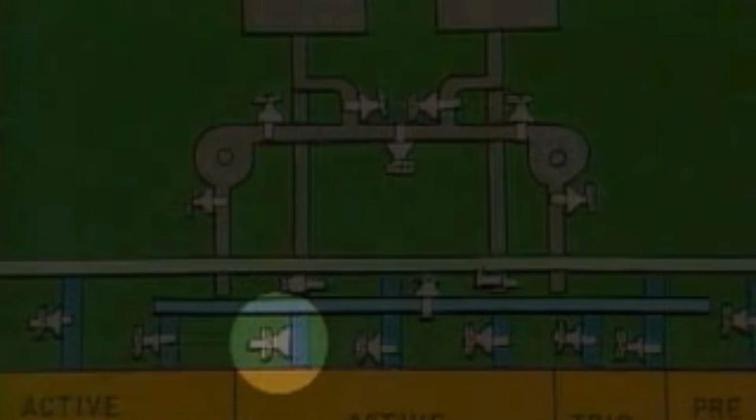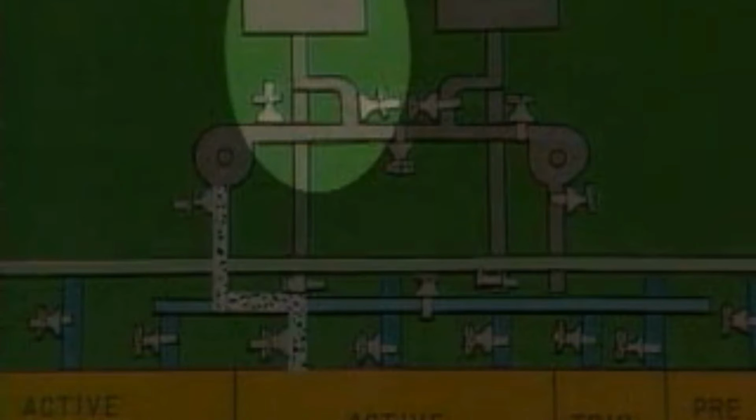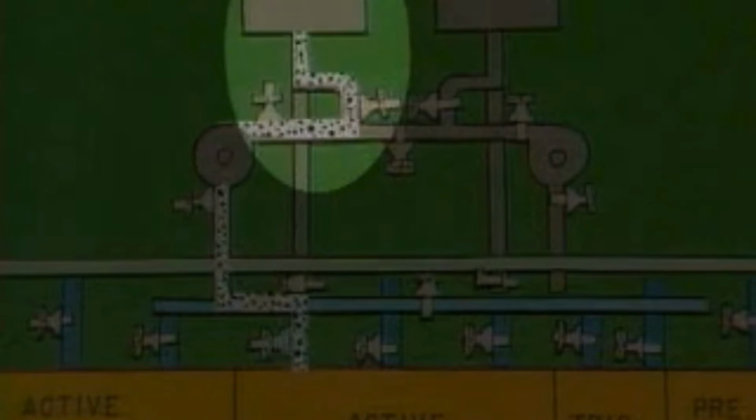Simply open the valve at the bottom of the active tank that connects it to the suction manifold for the high-pressure mud pumps. Open the valve to the suction side of the charging pump. Open the valve to the pressure side of the charging pump, and you're ready to charge the intake side of the high-pressure mud pump.